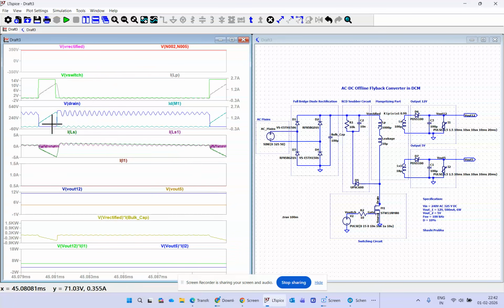When the switch is on, we can see the voltage across the drain is zero. And when the switch is off, the voltage which is getting reflected across the drain is this much. It's around 450. And the clamp voltage, I haven't plotted it, I will plot it. Here I will plot it.